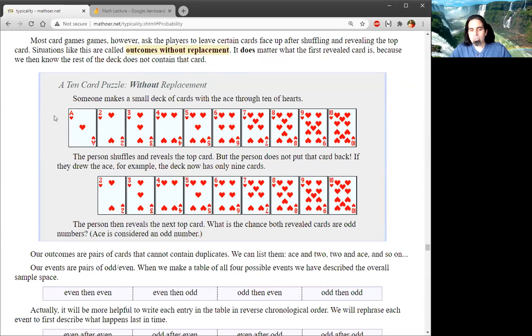So now we have a very similar game. Someone makes a small deck of cards with the ace through 10, same picture. But now when they shuffle and reveal the top card, they don't put it back. For example, if they drew the ace, what they would have left is just these 9 cards at the bottom, because the ace is on the table. Then they're going to reveal the next top card. And what's the chance that both of the revealed cards are odd numbers, with ace being odd? So it's almost the same problem. They're just leaving the first card on the table.